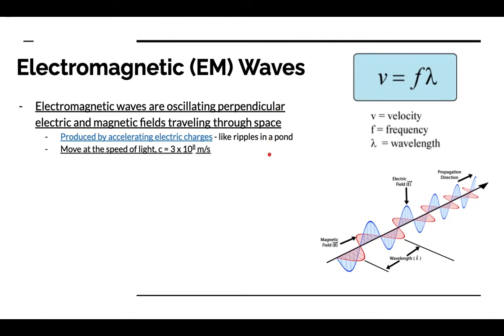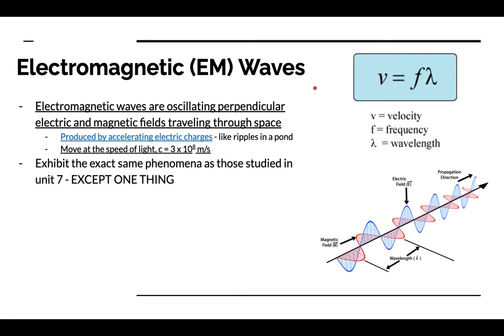All right. Also, electromagnetic waves will move at the speed of light, c equals 3 times 10^8 meters per second. You will use that with the wave equation from Unit 7. So the wave equation is going to make a comeback from Unit 7 in order to calculate the frequency and wavelength of light. Okay?